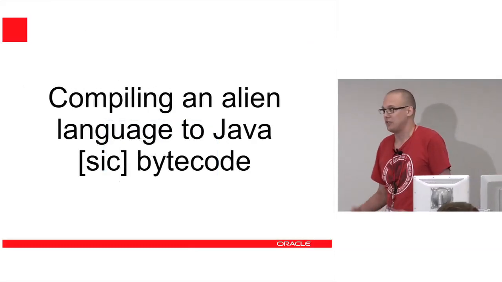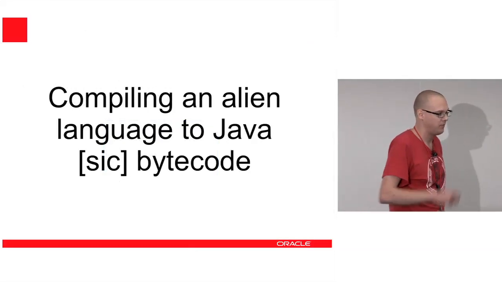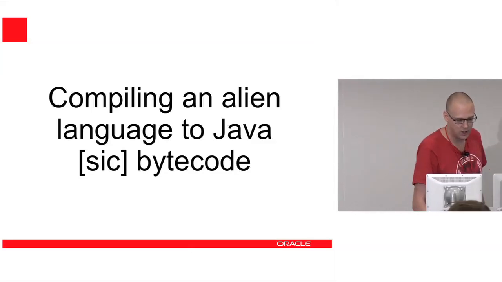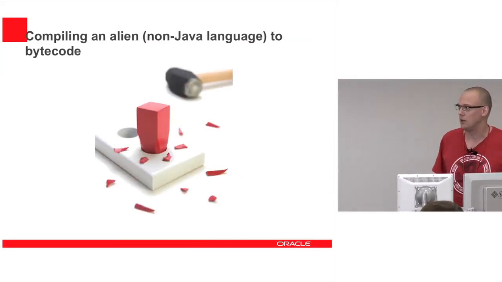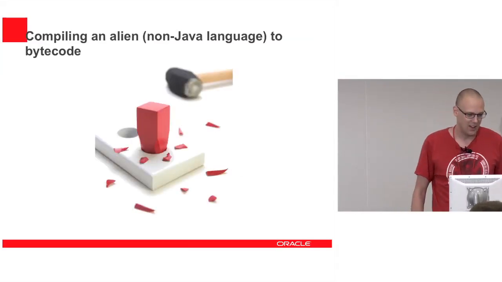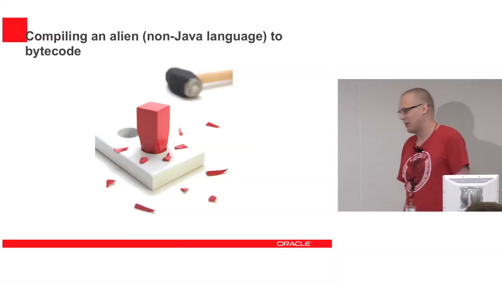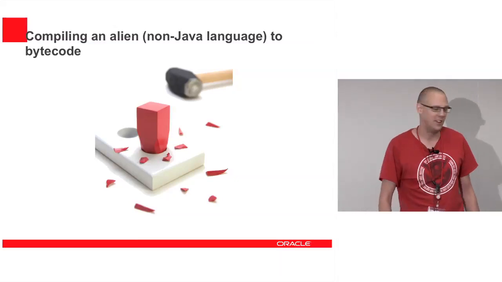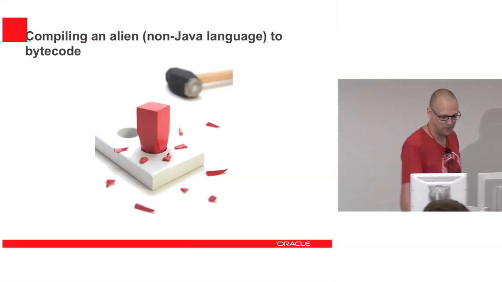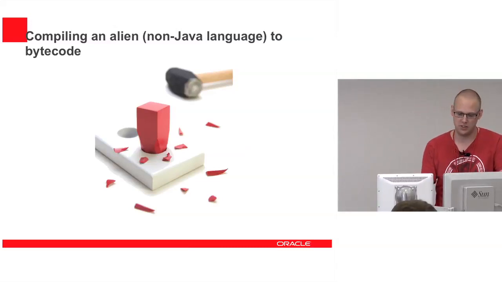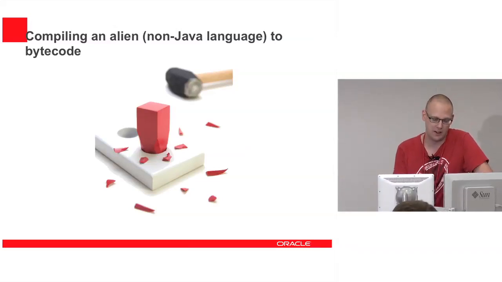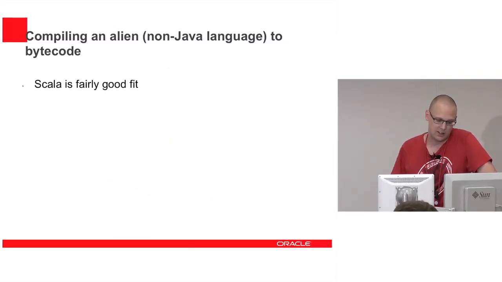So this is the meat of the presentation. Now we're going to get technical here. Talk about compiling an alien language to Java bytecode, which is pretty much a mental picture like this. You may say that bytecode is so great, right? Write once, run anywhere, platform independent, yay, woohoo, but it's still strongly typed. And I mean, some alien languages are a better fit to bytecode than others. I would say that Scala is a fairly good fit.